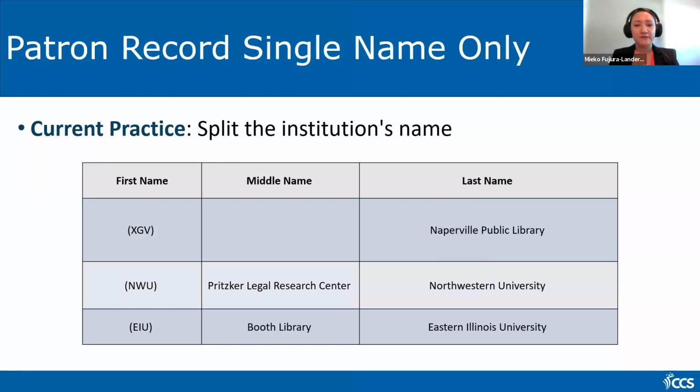So with the ILL for CCS branch, again, these are all public libraries, special libraries, university libraries. Since the use of both first name and last name fields are required, staff currently need to split an institution's name up into at least 2 fields. So for public libraries, our current convention is to enter the library's delivery code into the first name field, and then the institution name into the last name field. For academic libraries, the current convention is to enter the library's delivery code into the first name field, the library's name into the middle name field, and the university's name into the last name field.